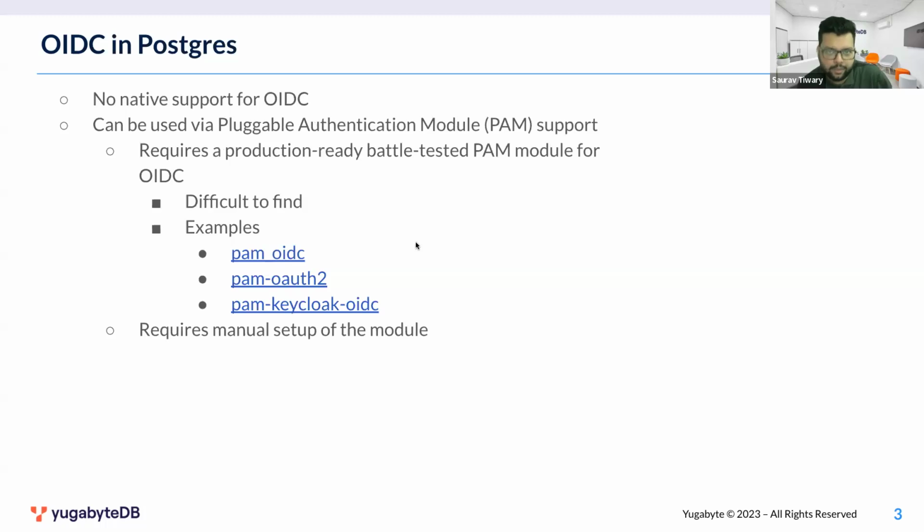So before we jump into OIDC in YSQL, Postgres does not have native support for OIDC. There are ways to get it to work through the pluggable authentication module support, PAM for short. But it requires a production-ready, battle-tested PAM module, because we're talking about security here. So you want a production-ready module that has been tested and supports OIDC. It's difficult to find.